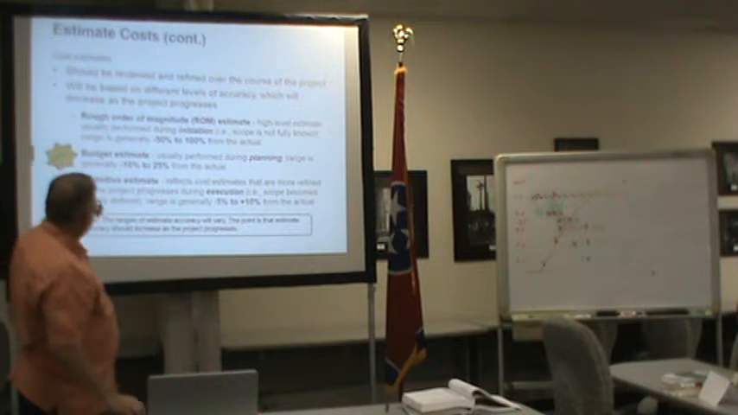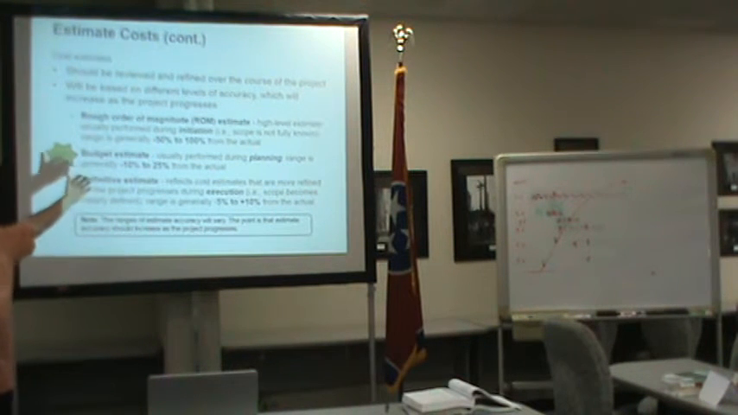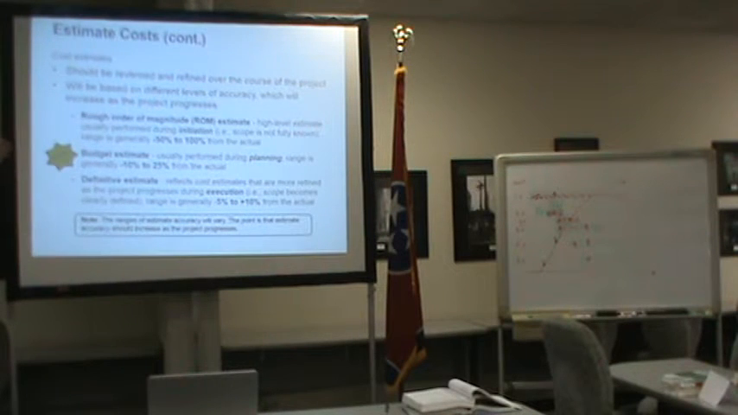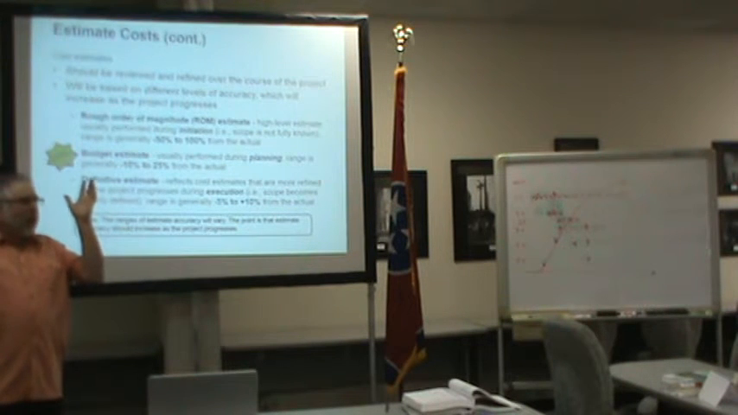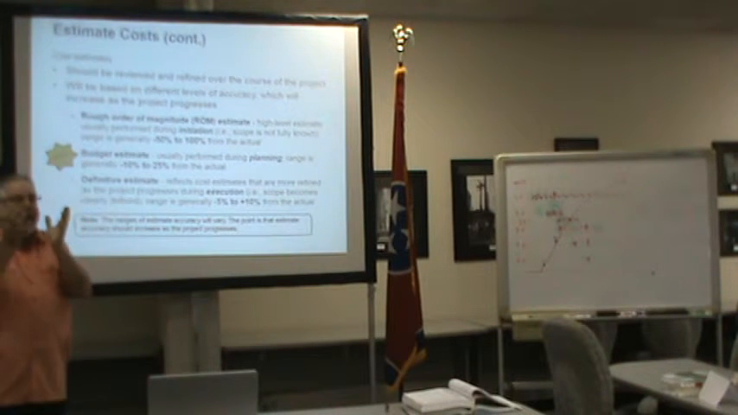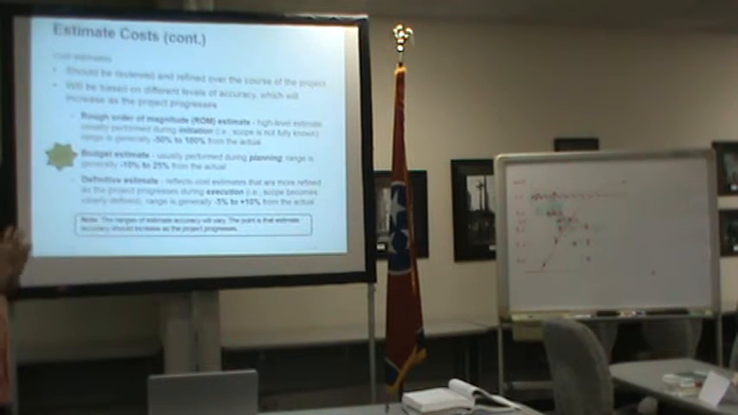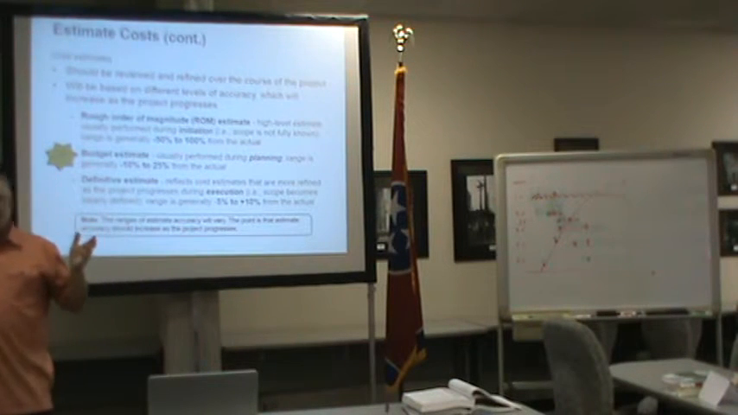All right. Kinds of estimates. Again, definitions that would be useful to us: rough order of magnitude, budgetary estimate, definitive estimate. And what we're doing here is we're looking for what's our confidence level around those numbers, and then what am I going to use those to do, right? If I'm looking at just a rough order of magnitude estimate, that's a high level estimate performed fairly early, and I know that it's going to be off. Scope's not even fully known. So the range is generally minus 50 to double the actual of what it's going to take.